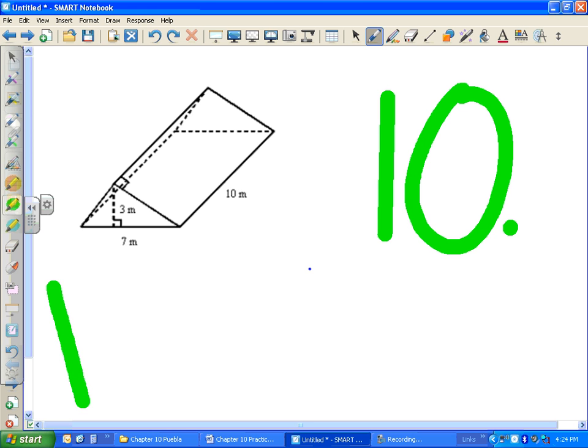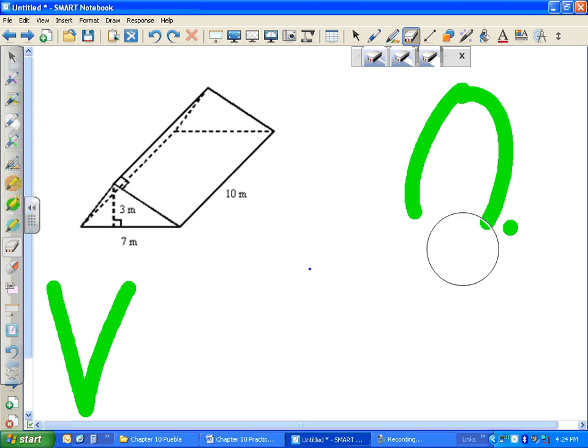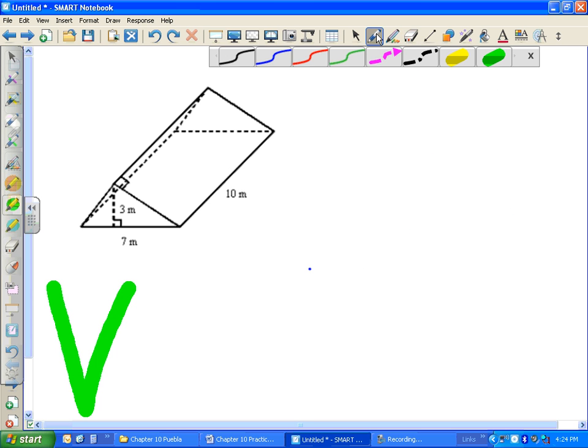Volume is the inside, surface is the outside. Remember that video? Volume is the inside, surface is the outside. So we're going to use that. This is going to be volume equals base times height. That's all it is.